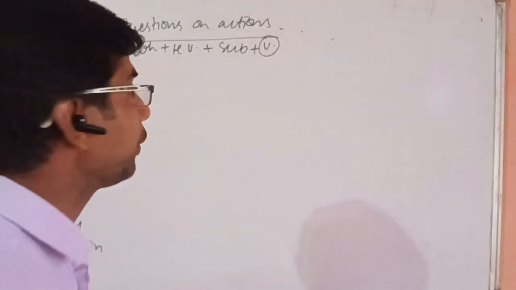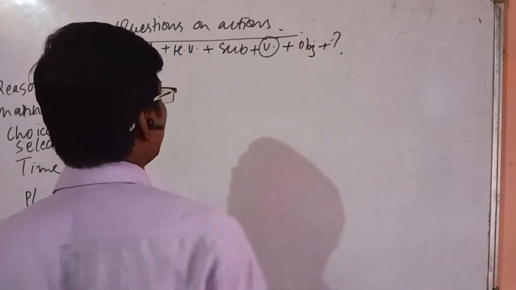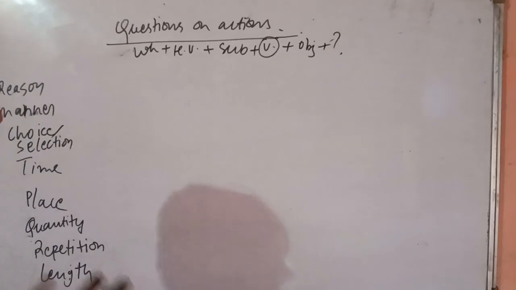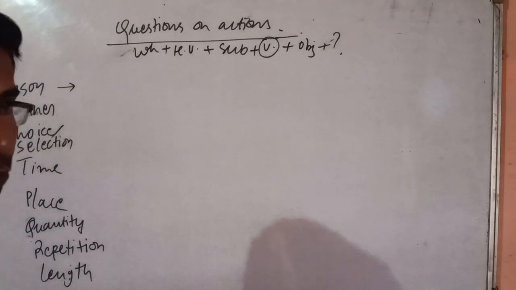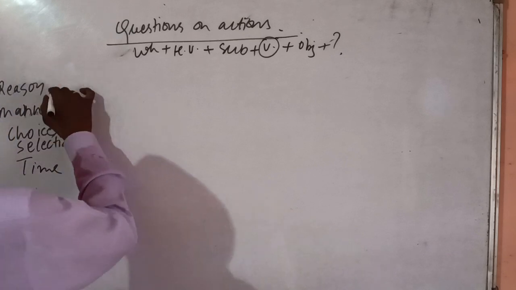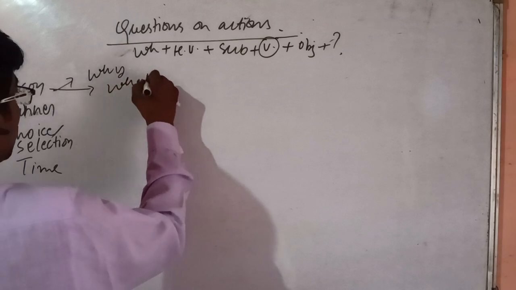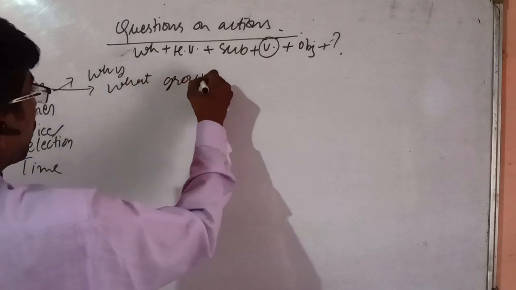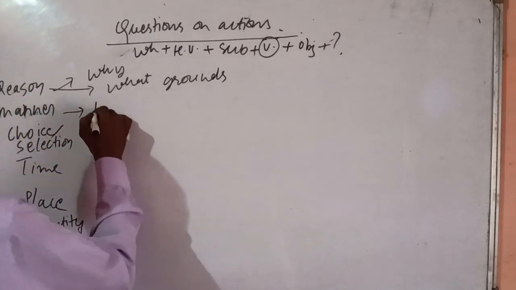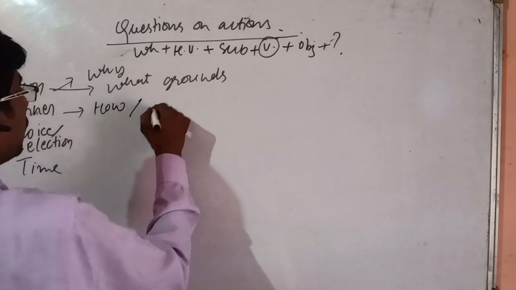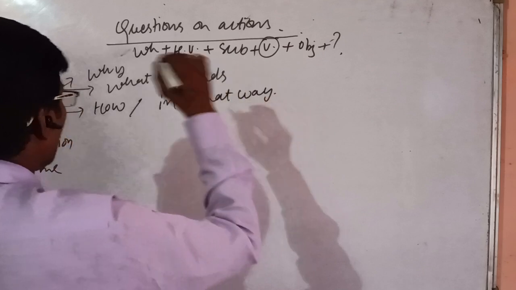So we'll have the action here, and then ultimately we will have the object. Okay, so this is the pattern. Remember, whatever aspect you want to question on, we have to use the WH word according to that. For reason, we generally use either why or on what grounds. When you ask questions on manner, use how or in what way. Use either of them.